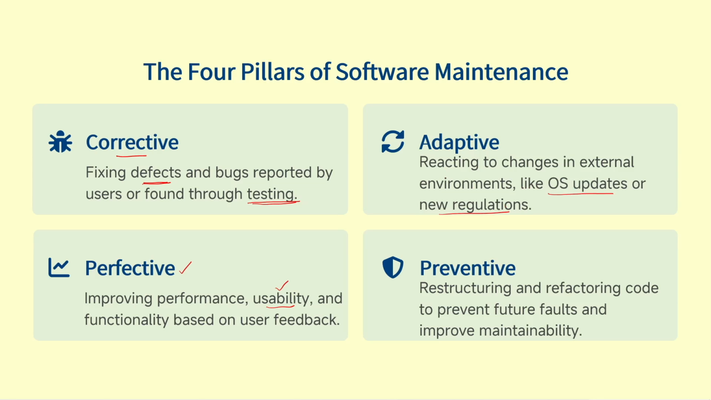The fourth one is preventive maintenance. Preventive is something like you do not want to run into a problem at a later point in time, so you want to refactor.